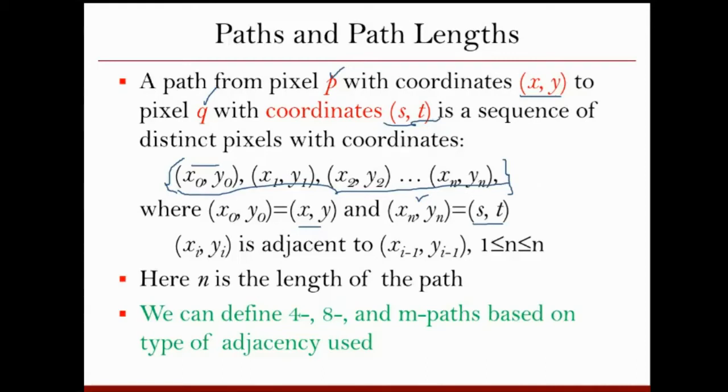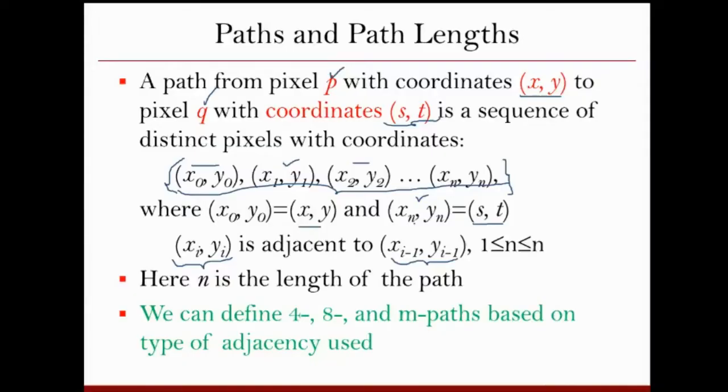So if you are considering any xi, yi, it should be adjacent to its previous pixel xi minus 1, yi minus 1 in the set. Like, let's say if you are including x2, y2 in the set and saying that this will be in the path which is defined between P and Q, then this x2, y2 should be adjacent to x1, y1. Similarly, if you are adding x3, y3 here, then x3, y3 should be adjacent to x2, y2, and so on.